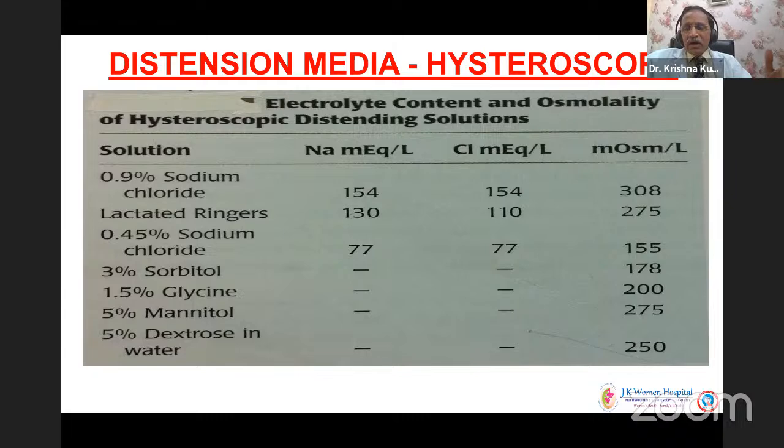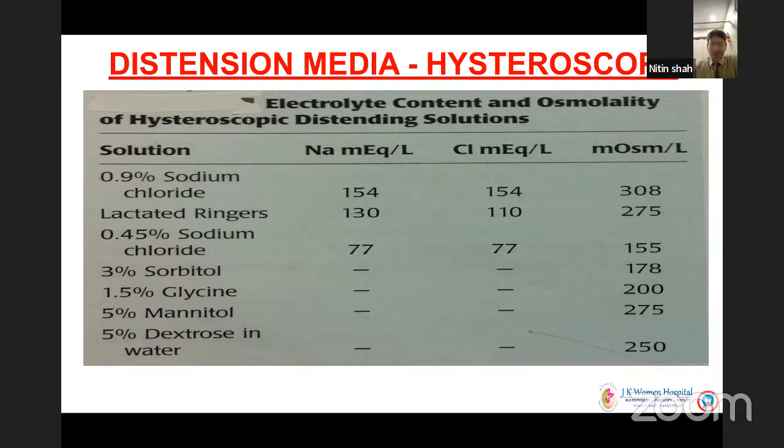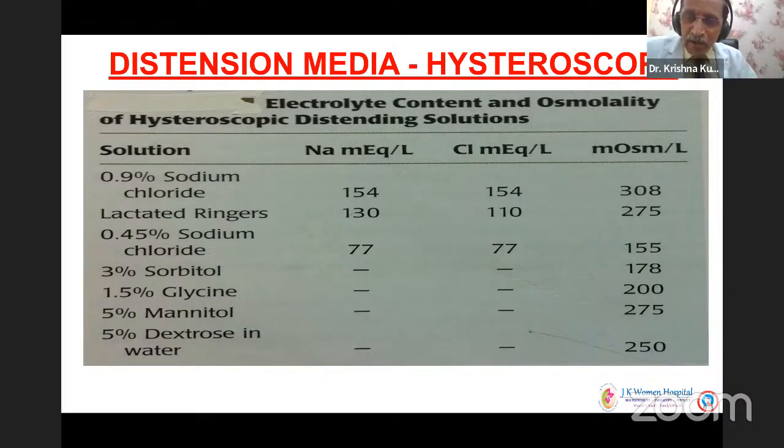Before starting, sir, one comment here. Yeah, Dr. Nitin Shah, welcome. You were in an ectopic case, you had said. Yes, just please finish the case.